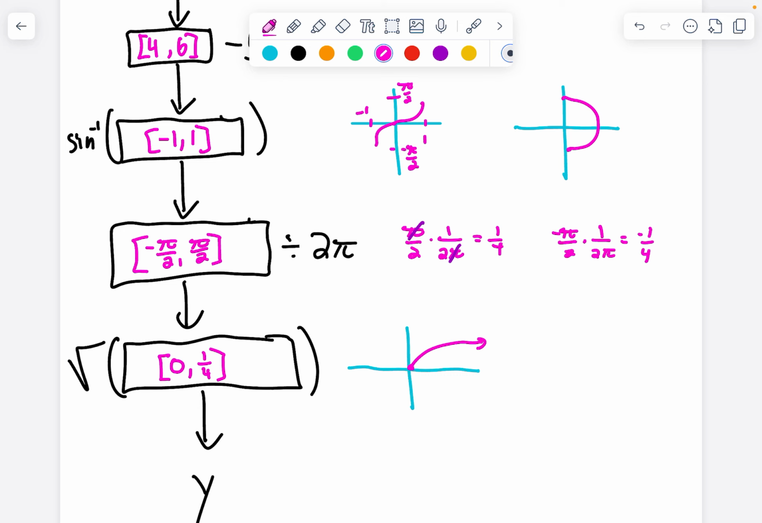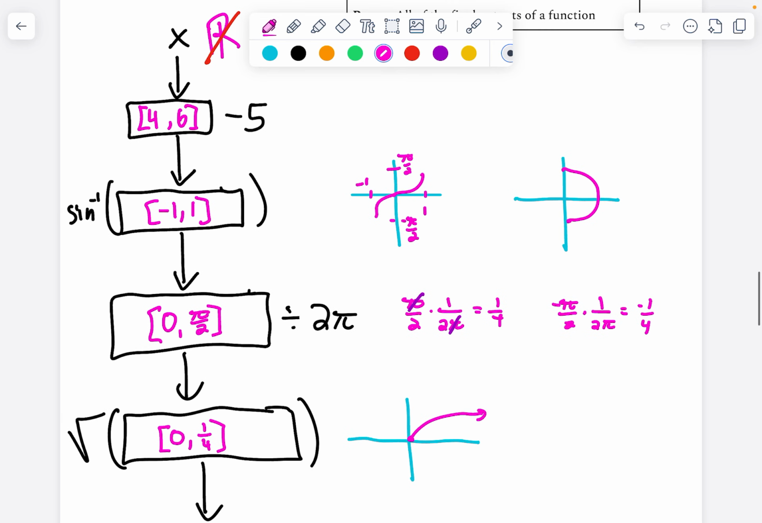Going back up the chain, figuring out where did those negative values come from? Well, the negatives came from everything negative a step before it, so we have to take out negative pi over 2 to 0, and we can only take 0 to pi over 2. Going back up the chain, we want arc sine, and we only want it to be 0 to pi over 2, so we only want this part of the arc sine function, so we actually only wanted 0 to 1.